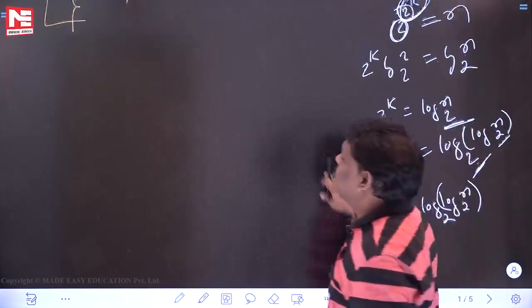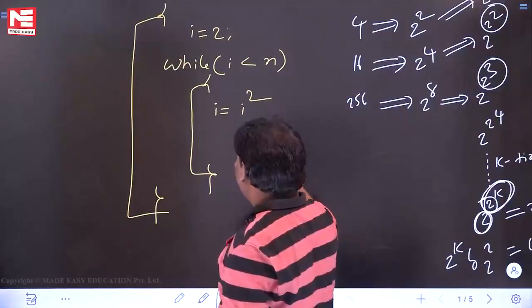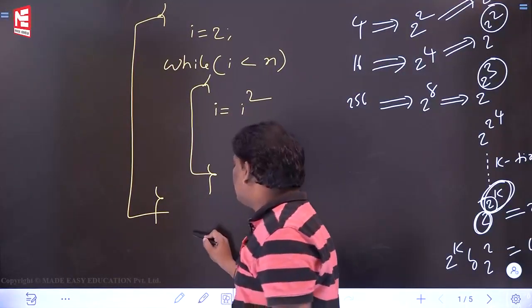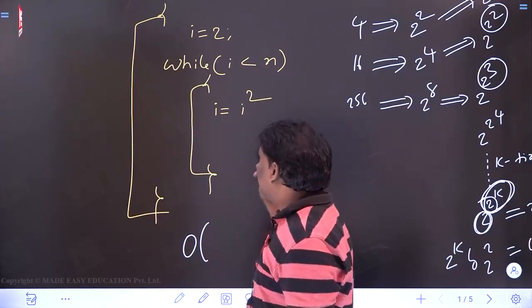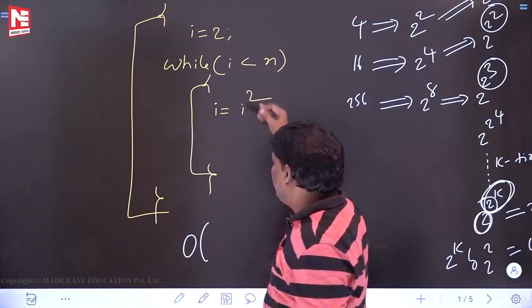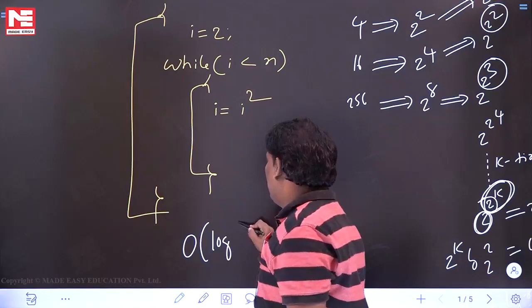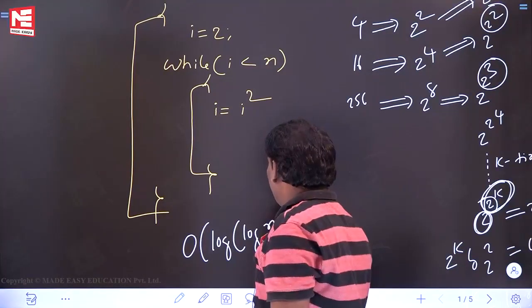Right? Now I think it is the correct time to ask you, please help me. How many times does this loop run? Log n. The answer to this is going to be the time complexity of this program. Time complexity means how many times the loop runs. This is the answer: log of log n base 2.